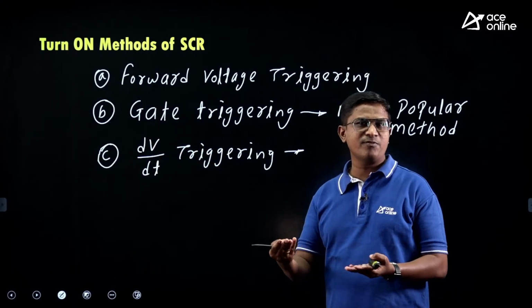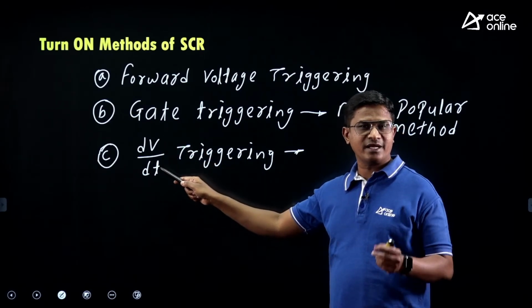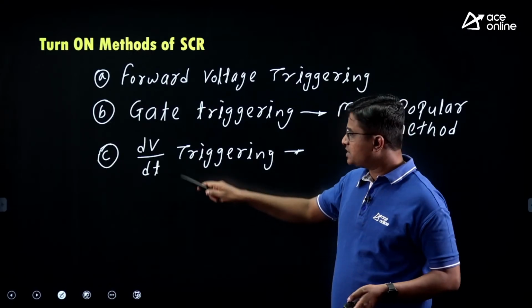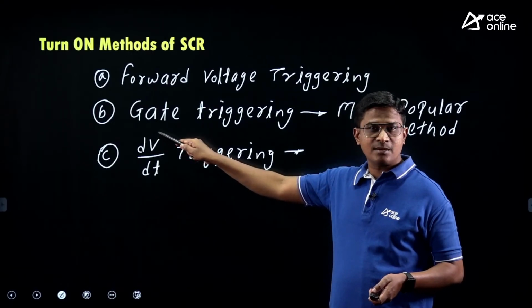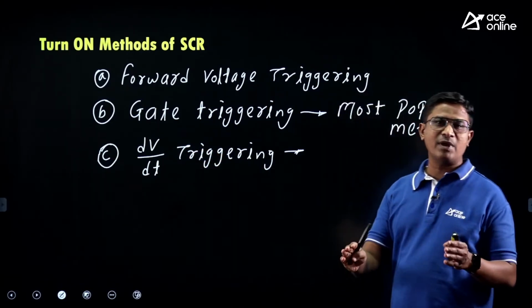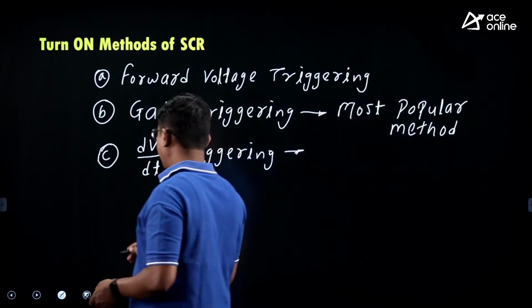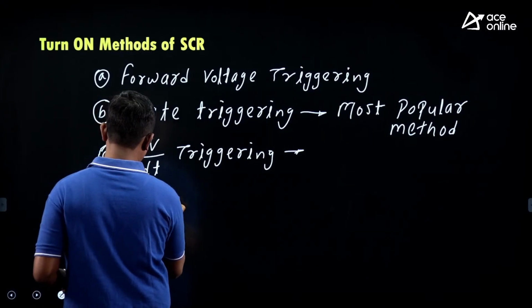How to increase the dV by dt? dV indicates change in voltage, dt indicates change in time. So if I want high dV by dt, means I need to increase the value of voltage by a large amount in a short time span, so that I can get the high value of dV by dt. Okay, right. Fourth method is temperature triggering.